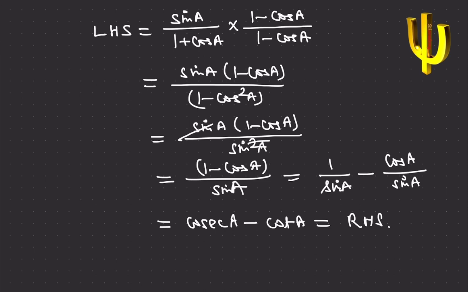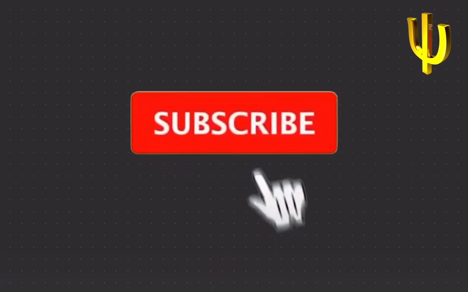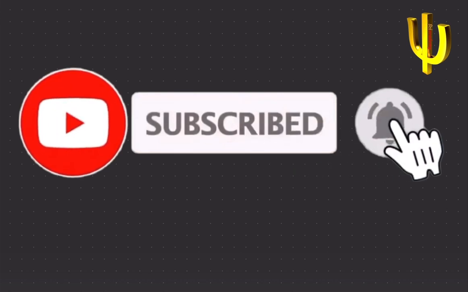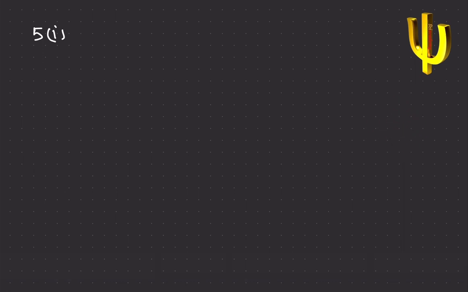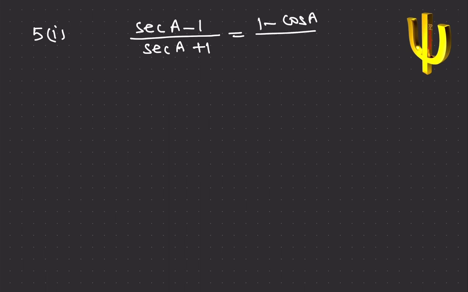Next. So in problem 5a, we have to prove that sec A minus 1 divided by sec A plus 1 equals 1 minus cos A divided by 1 plus cos A. So let us prove this.